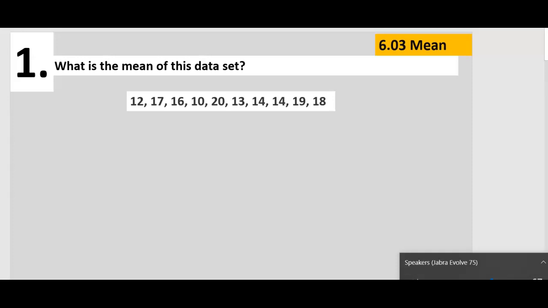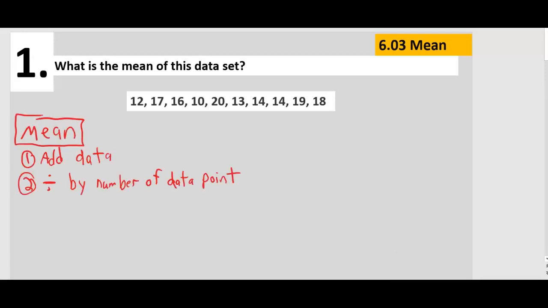Okay, here we go. 6.03, the mean. What is the mean of this data set? It's really just two steps to finding the mean. Add up the data and then divide by the number of data points.